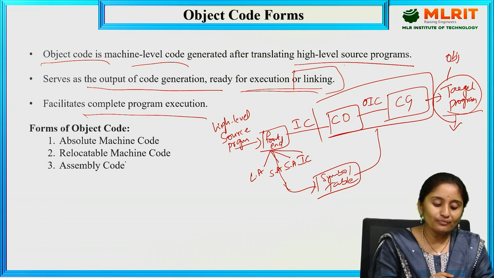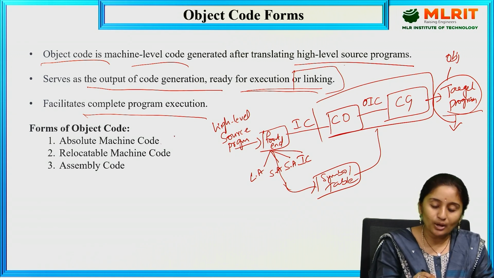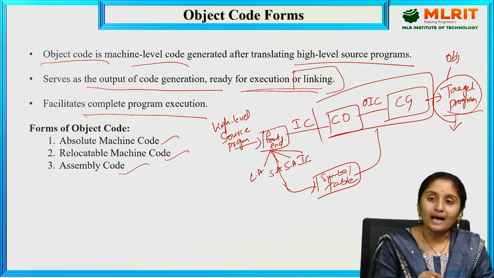So what are the forms of object code? There are three forms of object code: absolute machine code, relocatable machine code, and assembly code.